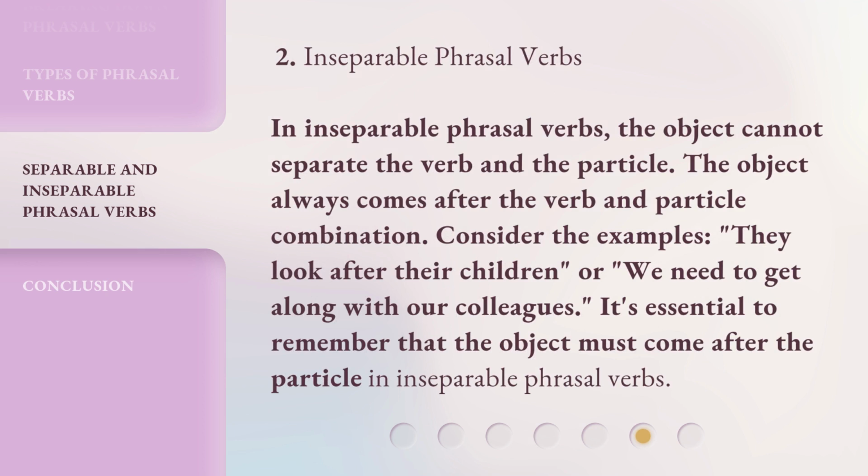2. Inseparable phrasal verbs. In inseparable phrasal verbs, the object cannot separate the verb and the particle. The object always comes after the verb and particle combination. Consider the examples. They look after their children, or we need to get along with our colleagues. It's essential to remember that the object must come after the particle in inseparable phrasal verbs.